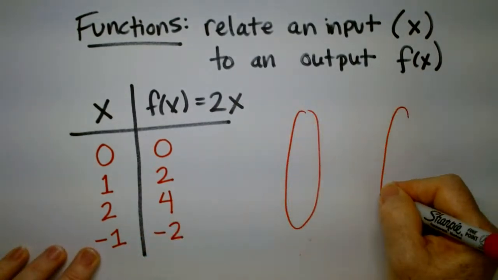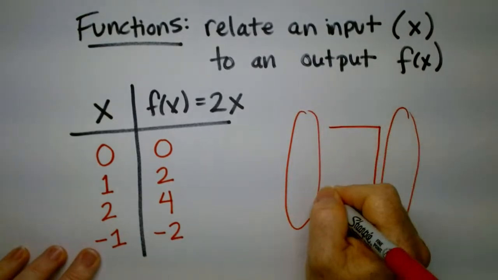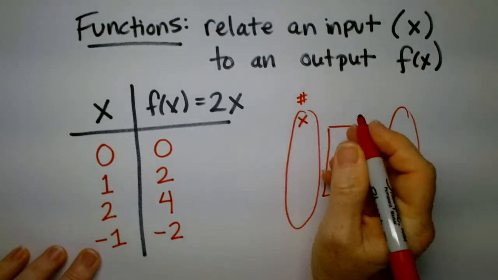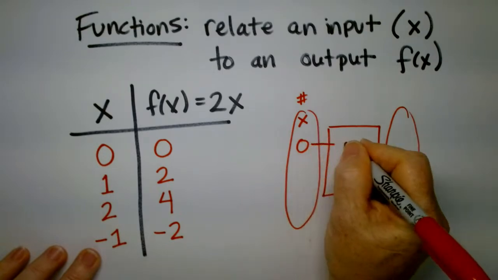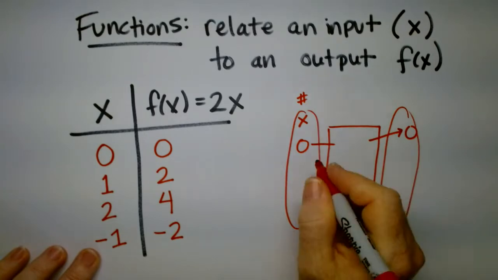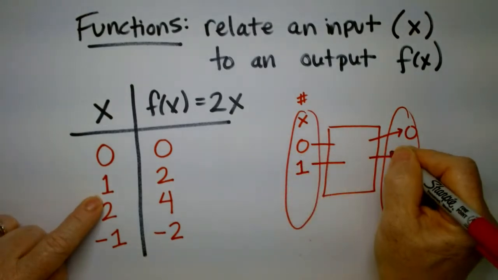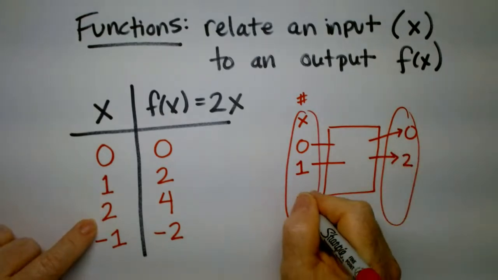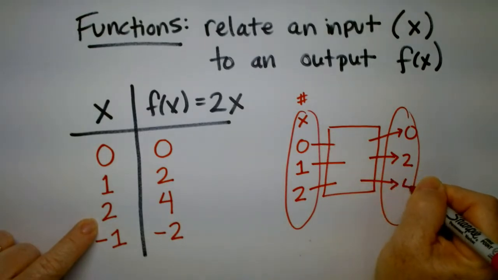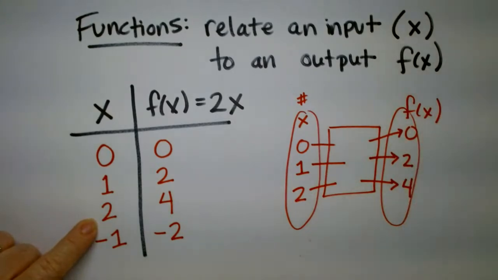So we have a machine, and you can think about our machine like this. Okay, so I have numbers here. This is our x numbers. Okay, so I put in a 0, it goes into the machine, and it spits out a 0. And I had a 1, we put it into the machine, and it spit out a 2. And I put a 2 into the machine, and it spit out a 4. See? So this is our numbers that we get back.